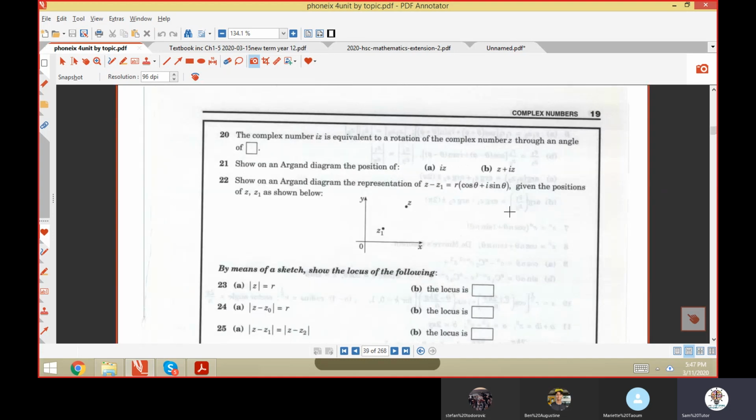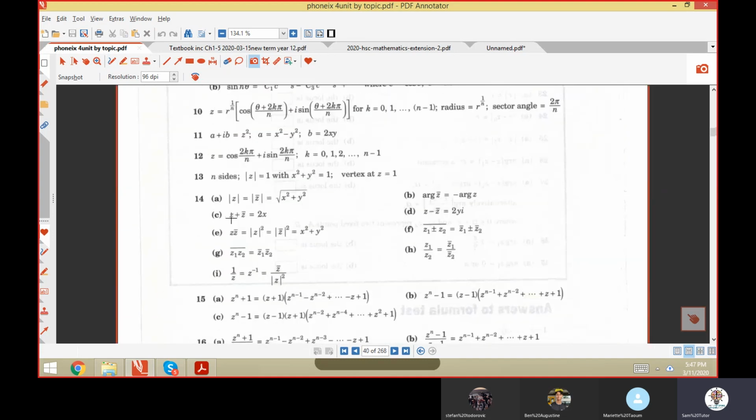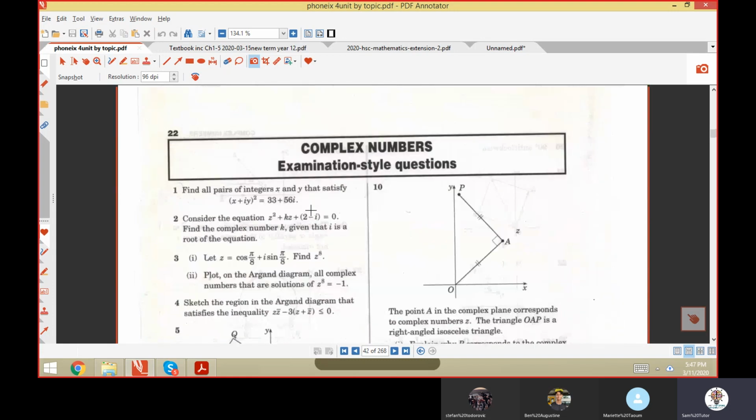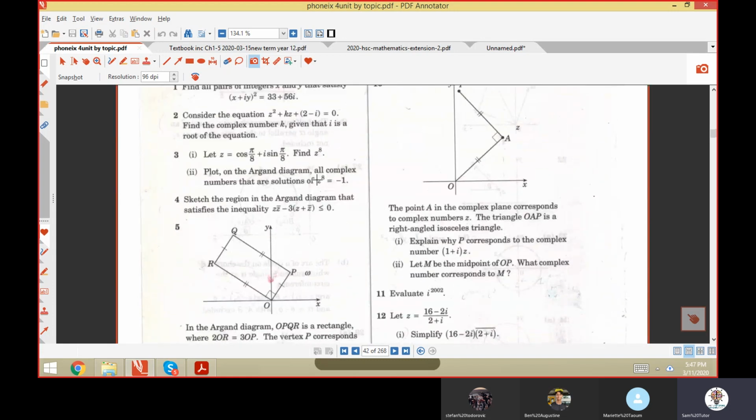No more underestimating. That should be properly. All right, 3 double I. Plot. Did you work out your find ZA? You found that, which gave you negative 1, I'm guessing. Yep. Plot on the Argand diagram all the complex numbers that are solutions of Z^8 equal to negative 1.